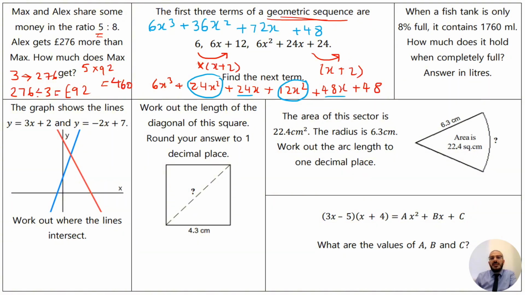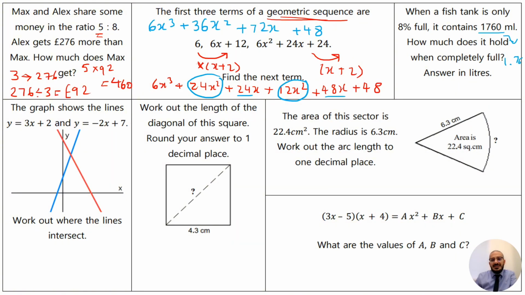So, next question. When a fish tank is only 8% full, it contains 1,760 millilitres. How much does it hold when completely full? Answer in litres. So I need to convert this into litres then. There are 1,000 millilitres in a litre. So if I divide this by 1,000, this is the same thing as 1.76 litres.